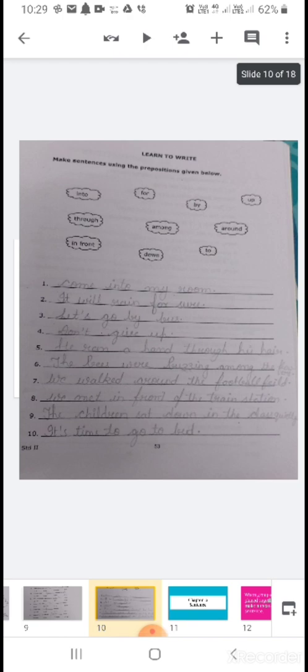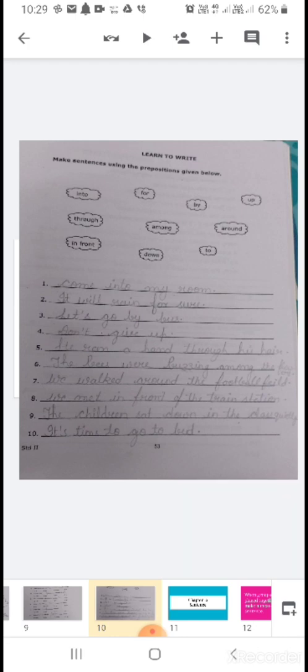Now next is you just have to make the preposition sentences by using these words. So here are given some words, you have to make the preposition sentences. So first is into. With into, here is a sentence for you: come into my room. Next is for: it will rain for sure. Next is by: let's go by bus.